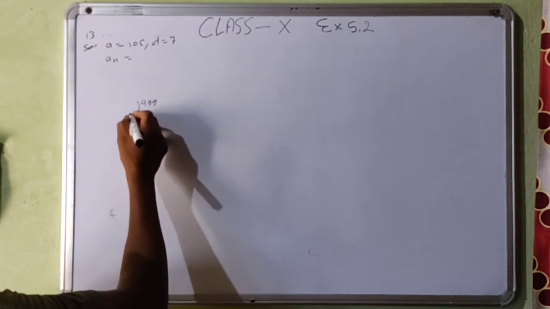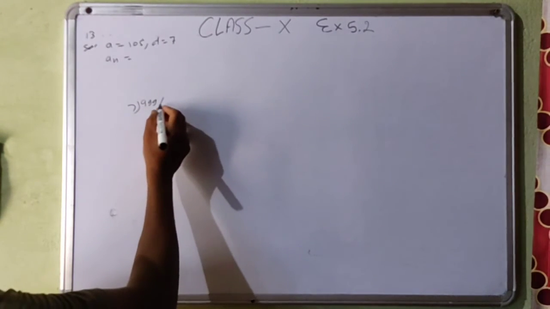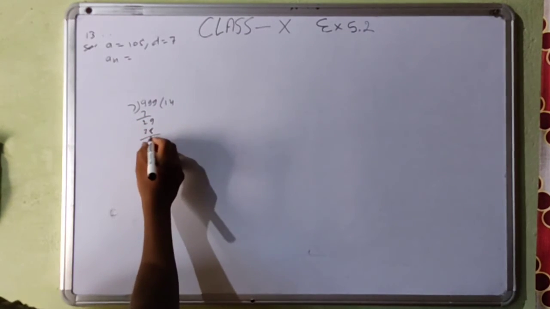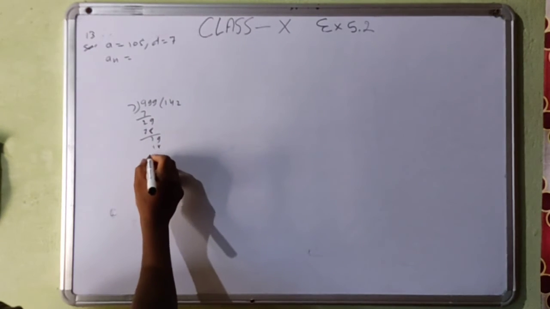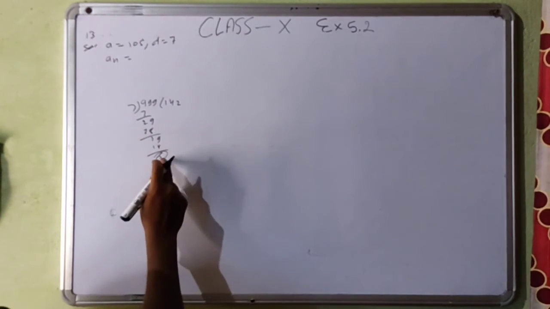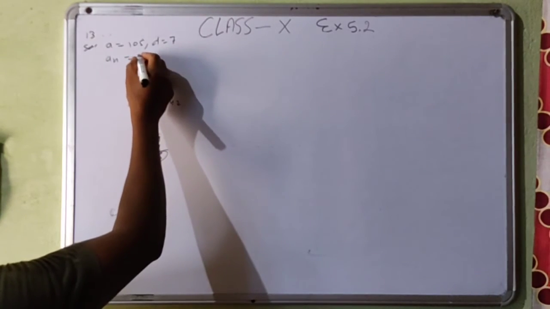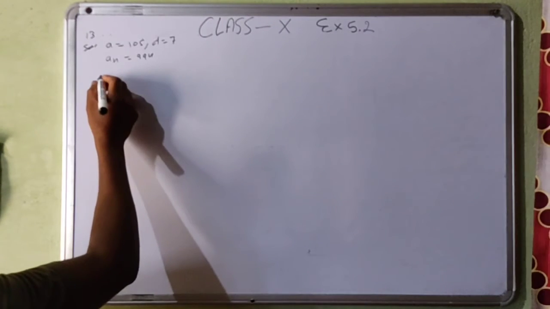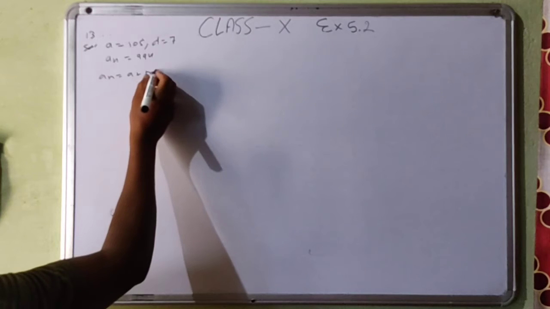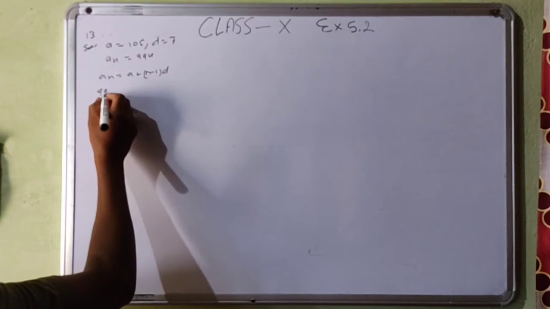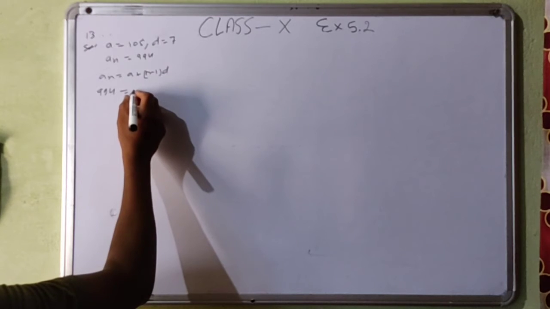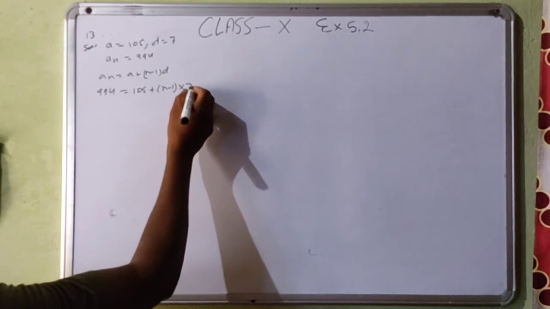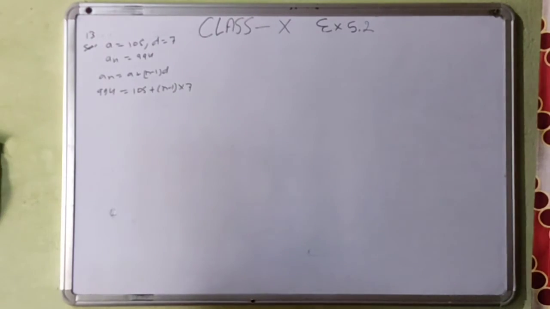So a_n is equal to the last 3-digit number, 999. Divide that by 7: 7 ones are 7, then 7 fours are 28, then 7 twos are 14, and then 5 is the extra remainder, so we subtract that from here, so that will be 994. Then we apply a_n is equal to a plus n minus 1 d. So a_n is 994, is equal to a is 105 plus n minus 1 multiplied by 7. When you calculate, your answer will come.